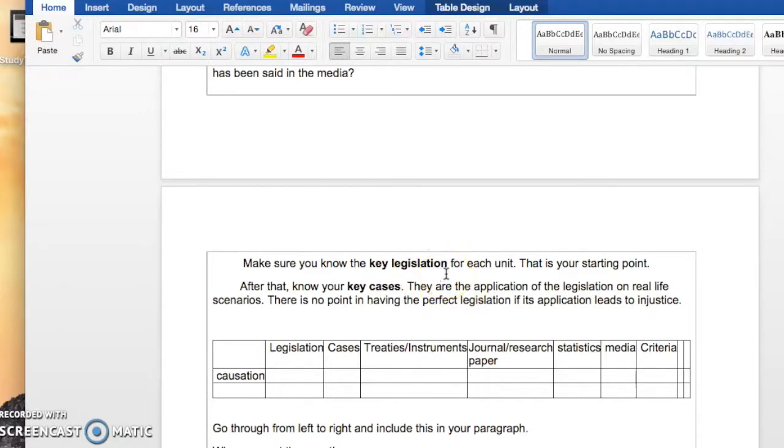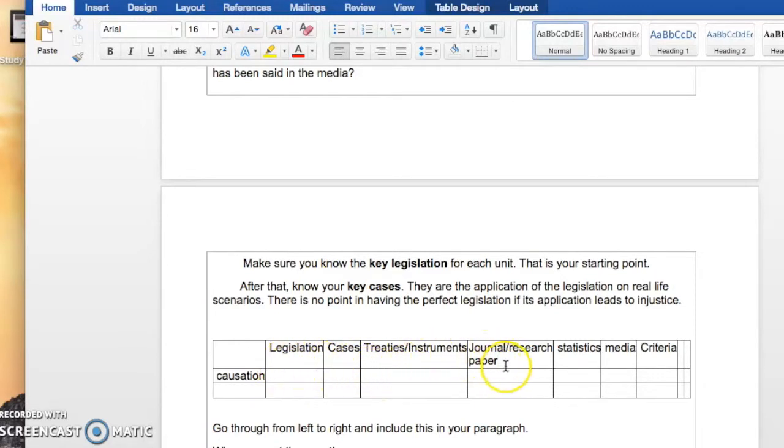Okay, so for example, you would fill out this like a TEE table, like a technique, example, effect table, except that you've got these things. So, for example, if you're talking about the law of causation, you'd have the legislation and then you'd have the case. So here you'd write R v Blau or Blue, whatever you are. I don't know how to pronounce it, and I will never know how to pronounce it, so just go with me. Then you would have any treaties or instruments that have been signed or declared about causation.